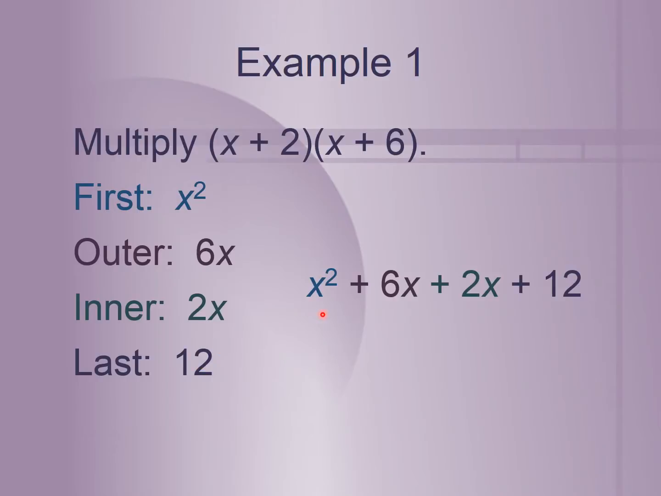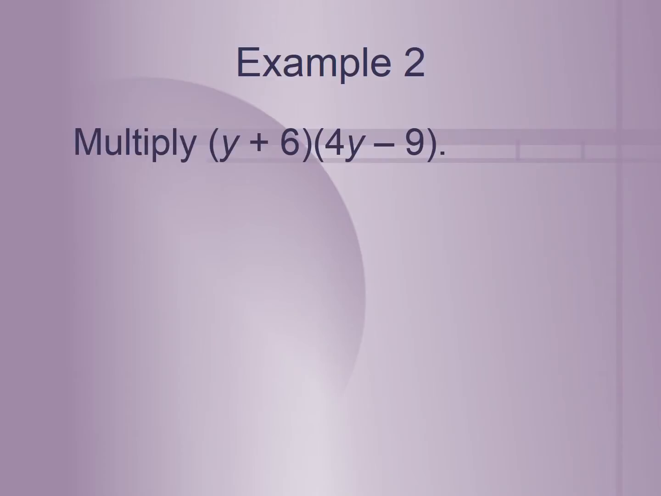So here's our answer: x squared plus 6x plus 2x plus 12. This was our first, our outer, our inner, and our last. If you notice, 6x plus 2x are like terms, which means they can be combined. 6x plus 2x is 8x. So we simplify, and we get x squared plus 8x plus 12 as our final simplified answer.